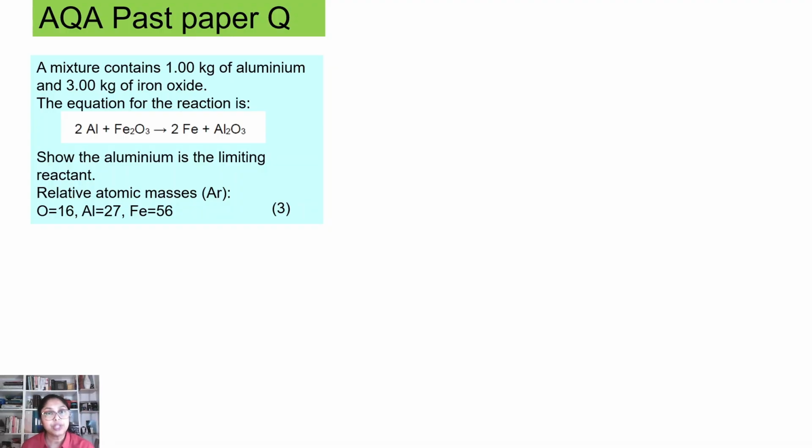Okay, now this question has 3 marks. That means we need to show our work in 3 different steps, with annotation. We are going to calculate the moles of aluminium and iron oxide both, to find out whether the aluminium is the limiting reactant or not.